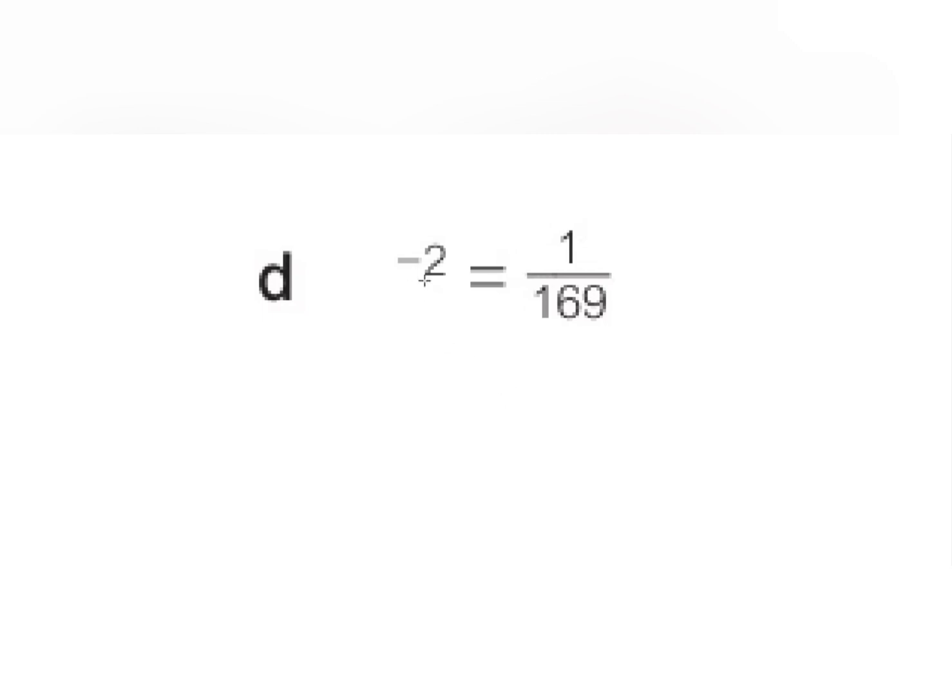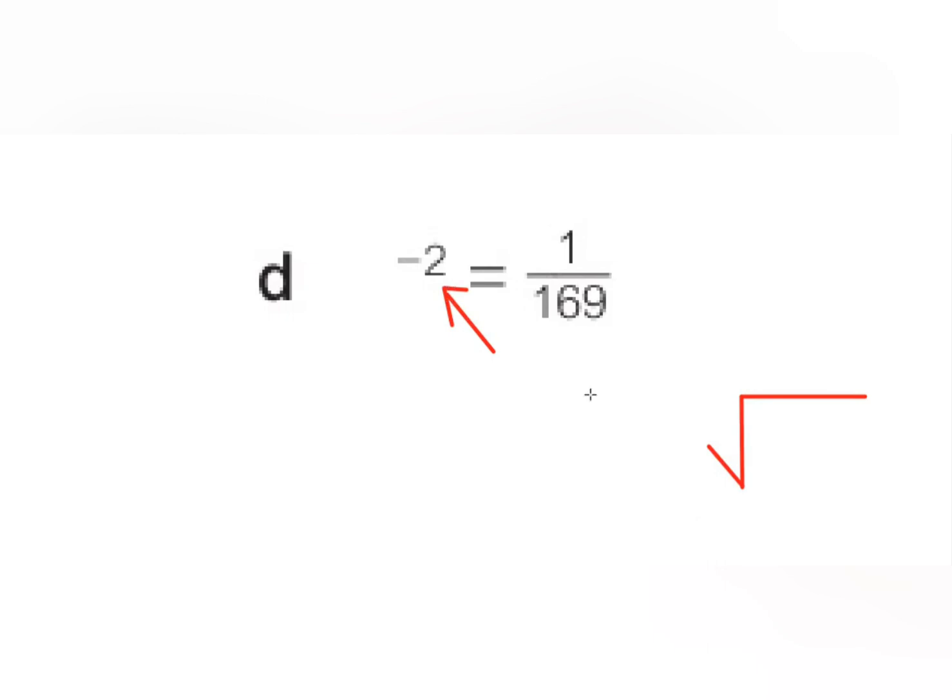Now, we have -2 and the denominator is 169. Now, I need a number. When you multiply it by itself 2 times, I get 169. How can I find this? There are 2 ways of finding this. The first way is using the square root, because the number here means square. So to find the base number, I use the square root.